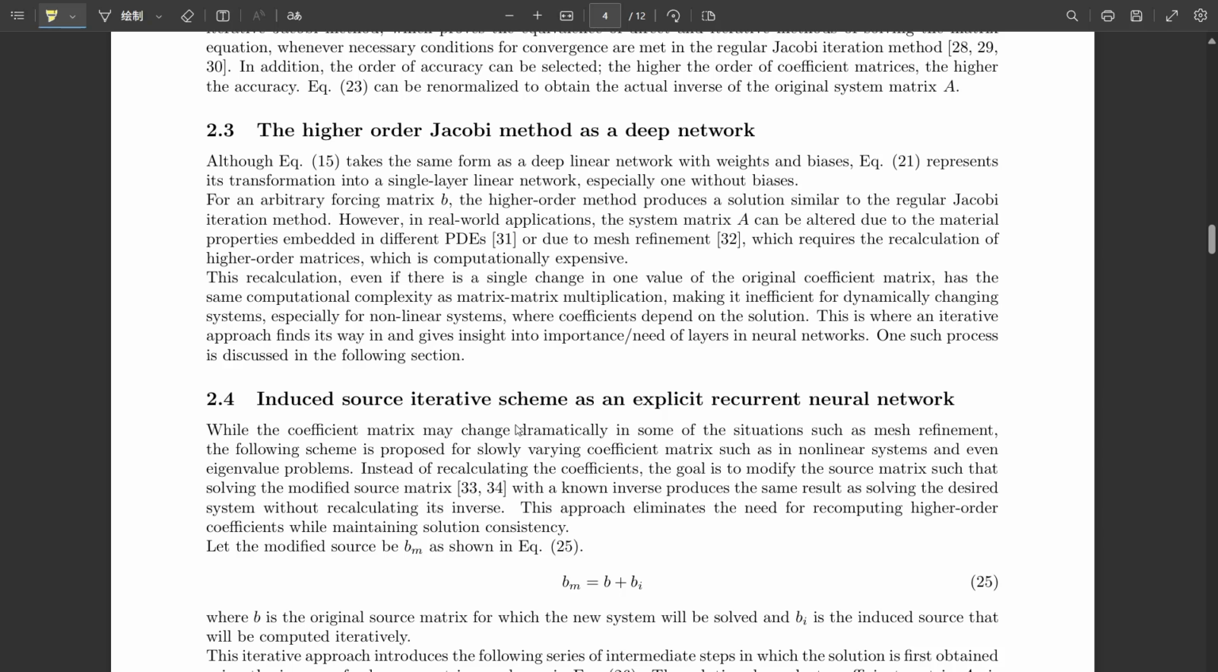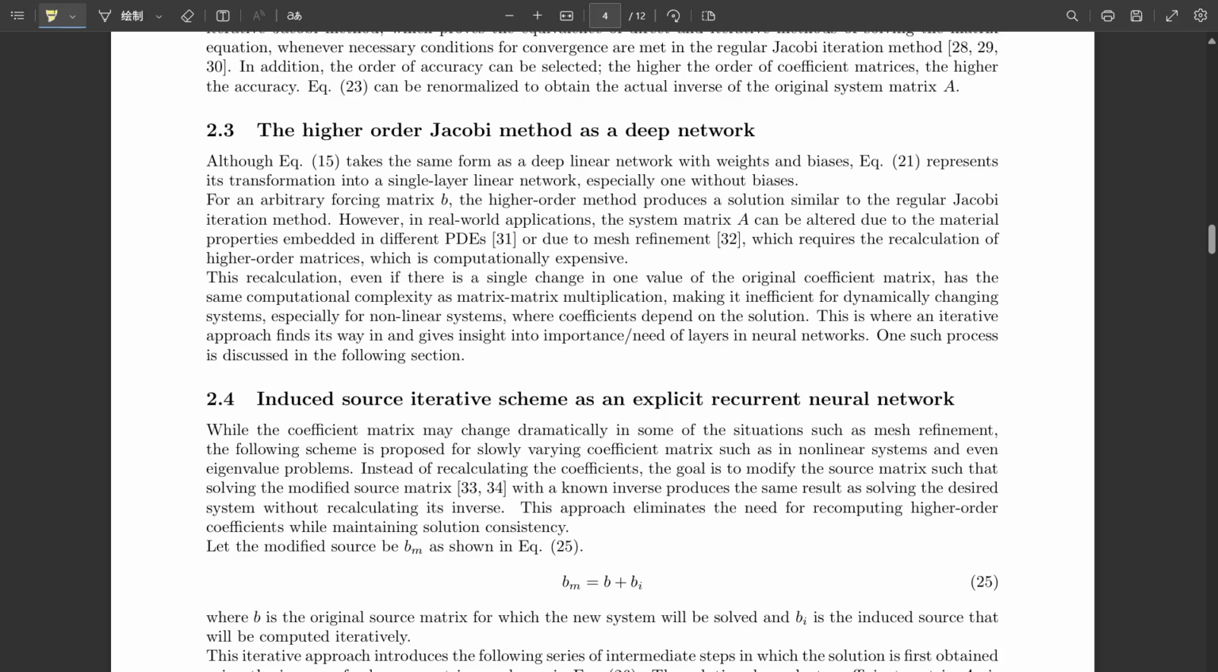Okay, so we have this method. Fewer iterations, looks like an interpretable AI network can even find the inverse. But we keep coming back to the cost of calculating those alpha coefficients via matrix multiplies. What about real-world problems where the matrix A isn't fixed? Like in nonlinear physics where A depends on the solution x, or adaptive meshes where A changes.